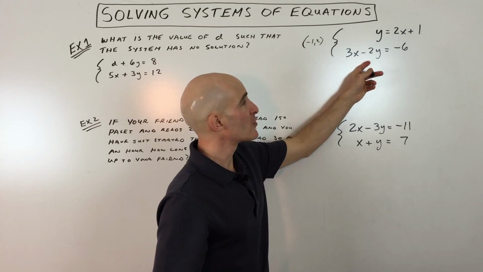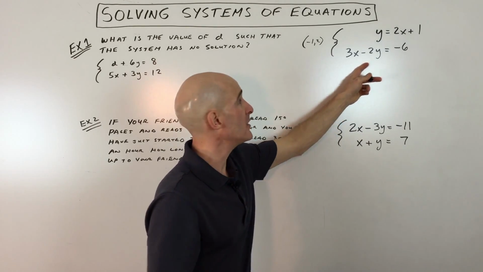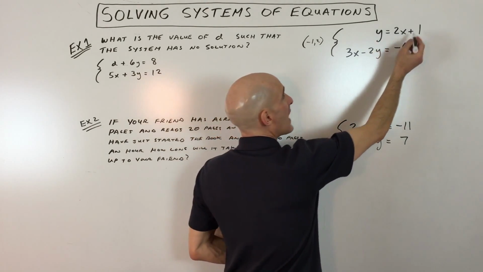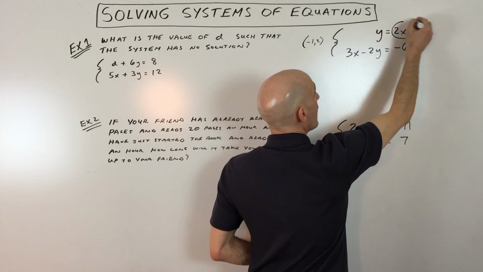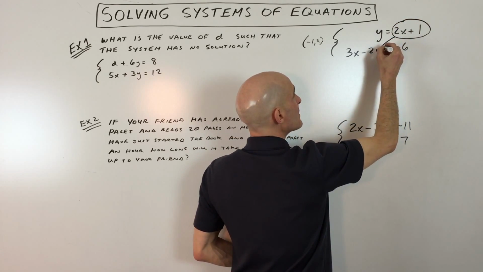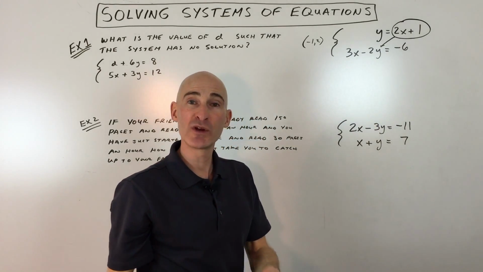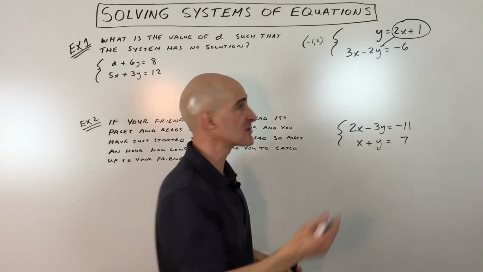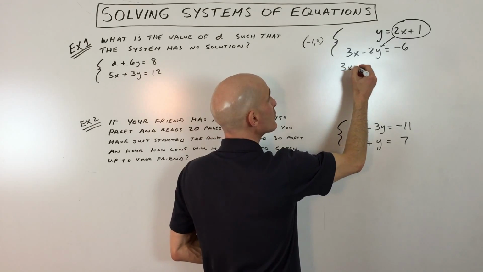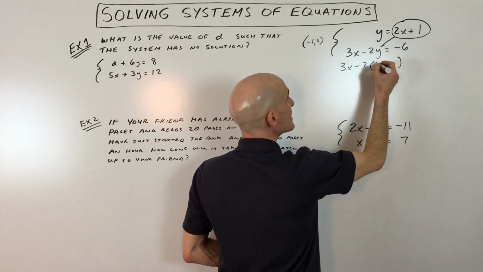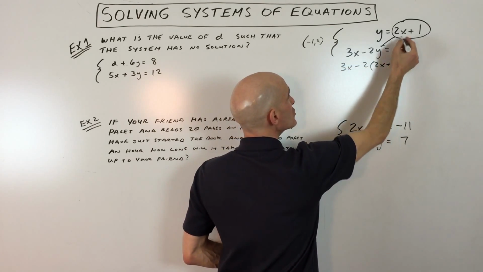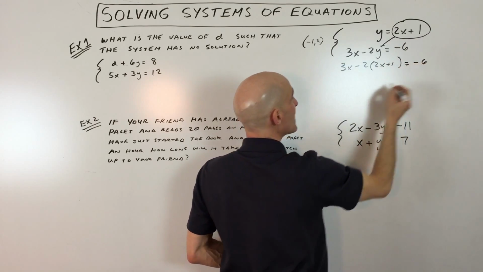So the first way we're going to talk about is the substitution method. Here, since y equals 2x plus 1, let's substitute that in place of y in the second equation. This way we'll get everything in terms of just one variable, x. So we've got 3x minus 2, and instead of y, I'm putting what y equals, which is 2x plus 1, equals -6.